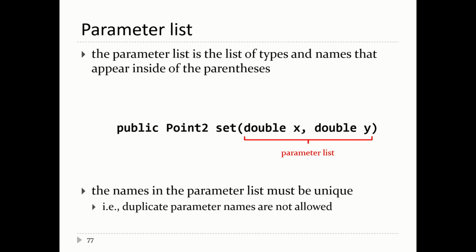Inside that parameter list, it's the same rules that you have in C. The names in the parameter list have to be unique. So that's x and y. It can't be y and y or x and x.